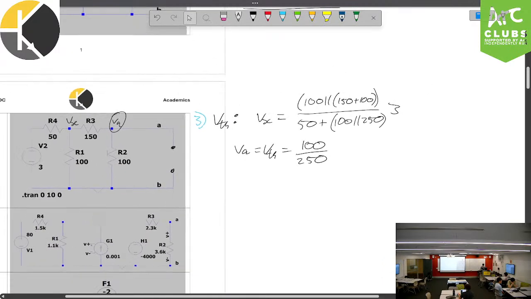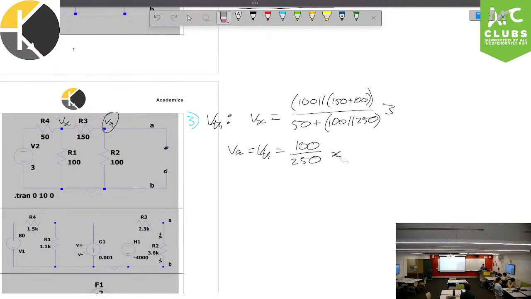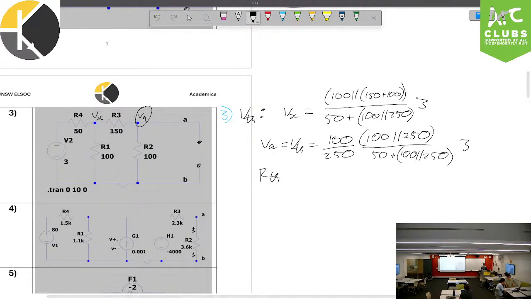So 100 over 250 is the voltage division. Now we need to include Vx, and Vx is going to be 100 parallel 250 over 50 plus 100 parallel 250. All right? Fantastic stuff. Now to find R Thevenin, we can again use method 1.